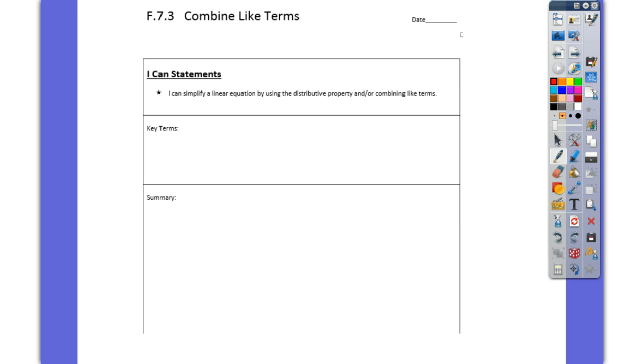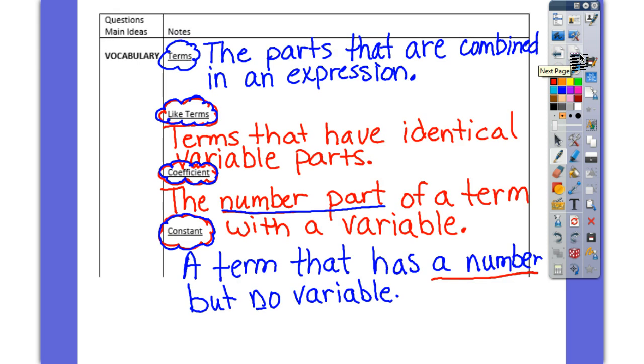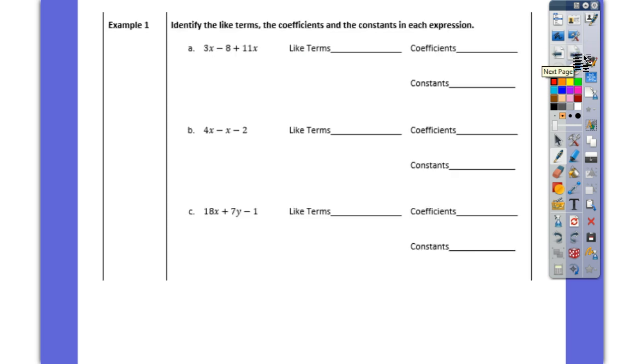All right? So I can simplify a linear equation by using the distributive property and or combining like terms. And here are your vocab that we wrote down already. So if you're watching it online, you got to pause at this point and get the vocab copied down. Now we're going to talk about these four vocab through the whole lesson within the expression, and we're going to be naming them all. Example number 1A. It says identify the terms, the like terms, the coefficients, and the constants in each expression.